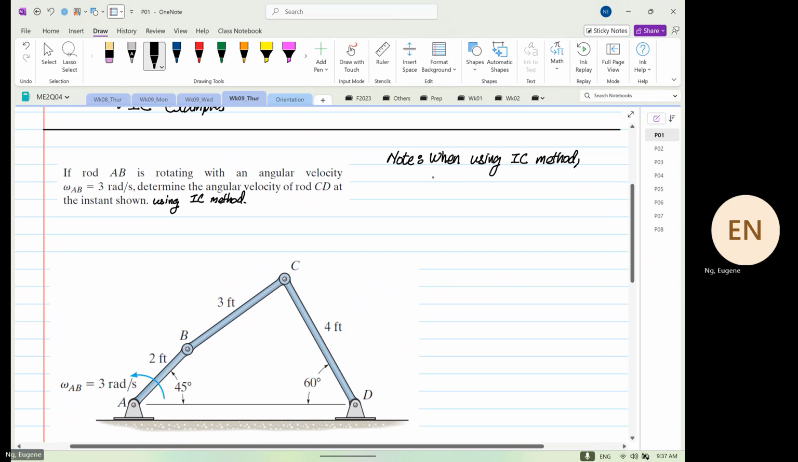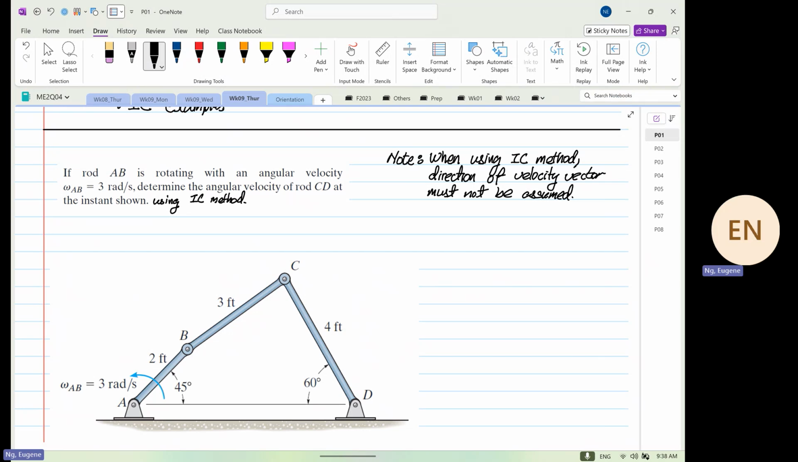okay, the direction of the velocity vector must not be what? Must not be assumed. You have to be very, very sure about the velocity vector.